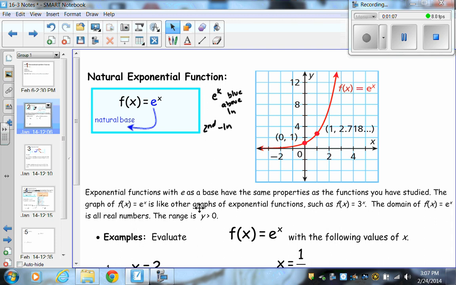Exponential functions with e as the base have the same properties as functions that we have studied. The graph of f of x equals e to the x is just like any of the other exponential functions, such as f of x equals 3 to the x. The domain is going to be all real numbers. You're not restricted on which x values. You can plug in anything on this side, you can plug in anything over here. So the x values are not restricted. And then the range is y is greater than 0. It does not cross the x-axis right here. It gets really close to it, but it never crosses it.